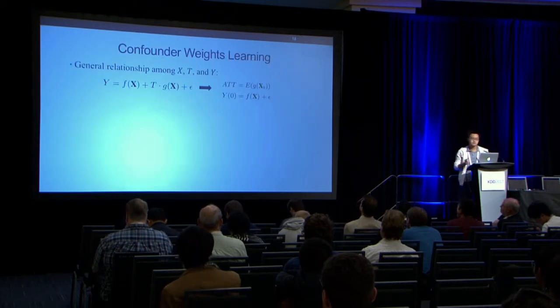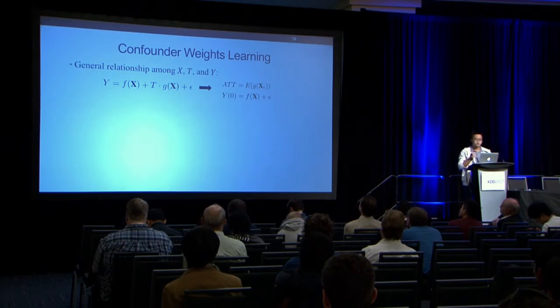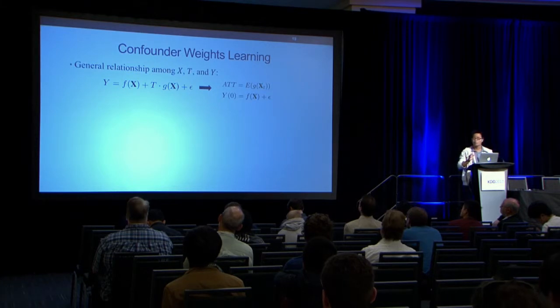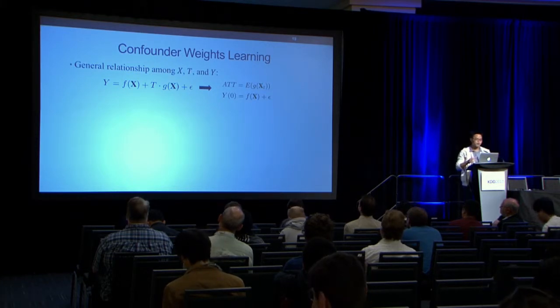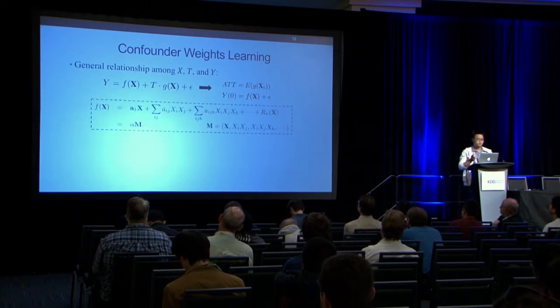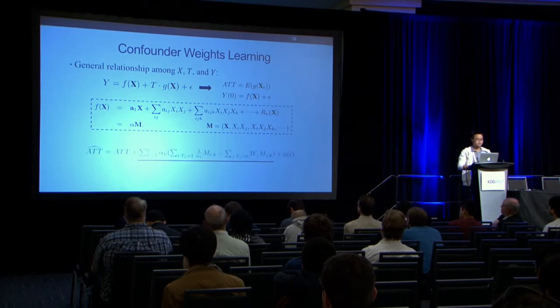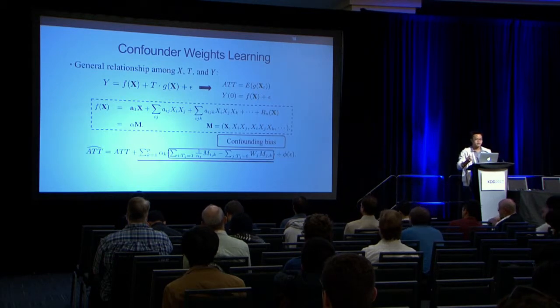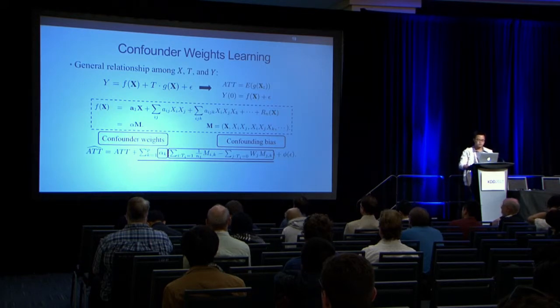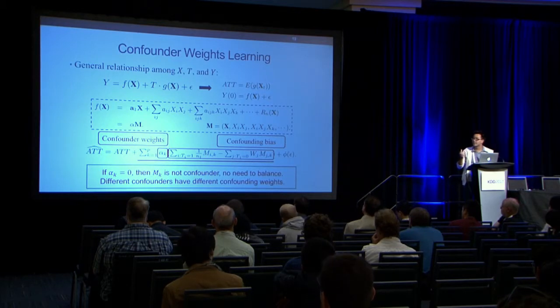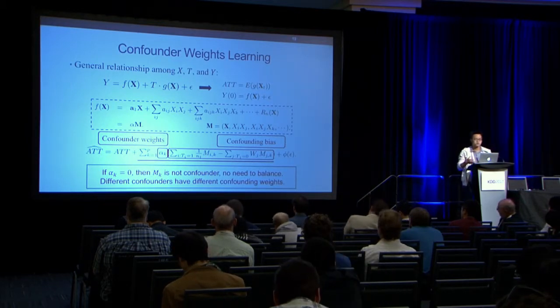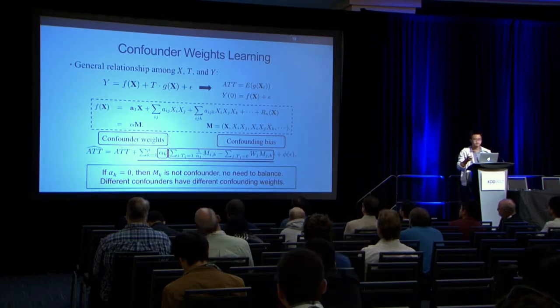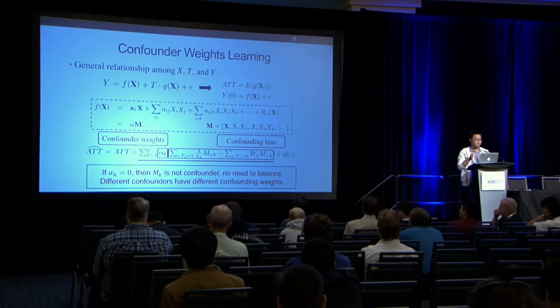First, for the confounder weights learning, we know in the causal framework, the general relationship among confounder X, T, and Y can be represented as following, from which we can obtain the real treatment effect, ATT. And with the general function f(x), we can find that there is a bias term between the estimated ATT and the real ATT. The bias term can be decomposed as a confounding bias on an observed variable M_k and a corresponding confounder weight. From the derivation, we found that if the confounder weight alpha_k equals zero, then M_k is not a confounder, and we need no balance on it. We found different confounders have different confounder weights. And surprisingly, we found that the confounder weight alpha_k is exactly the coefficient of M_k in the function f(x).